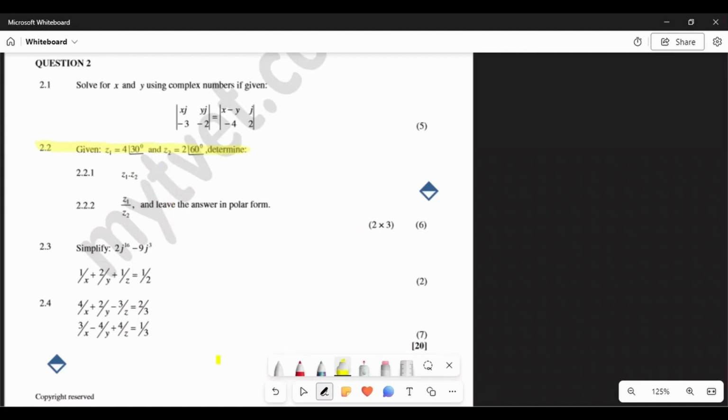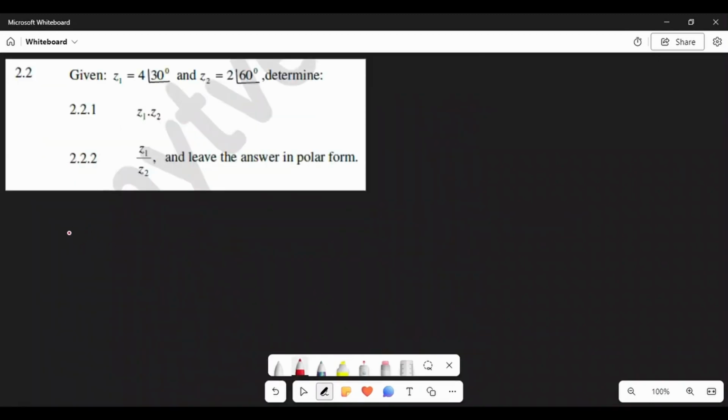So I will copy it and then I'll paste it on this side. So let me copy the problem. Right, so this is 2.2. So let's look at 2.2.1. They want you to determine z1 multiplied by z2. Remember, z1 is this here and z2 is that there.